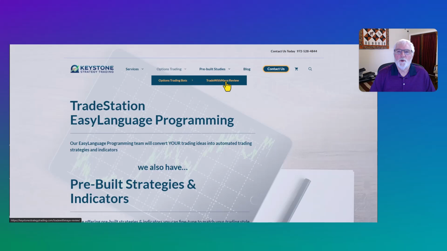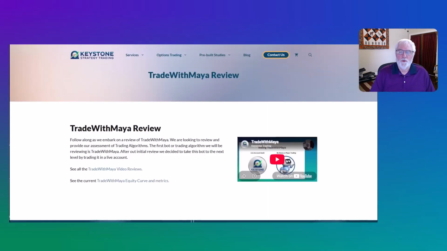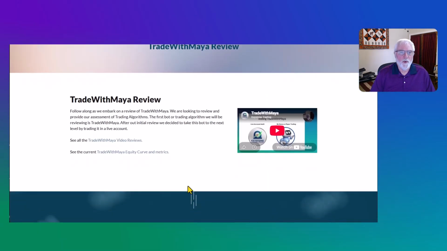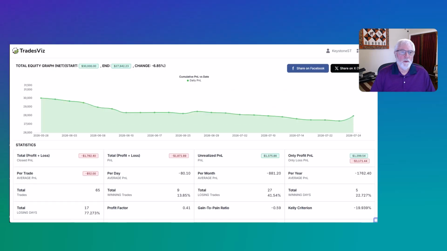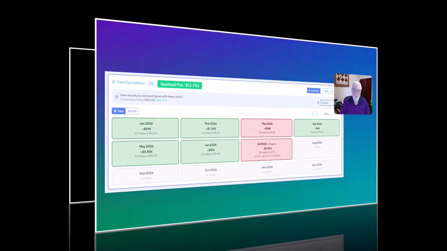But anyway, click on Trade with Maya, and then you'll see here's the page that we've created for Maya. Here's where you can see all the videos, and here is where you can go directly to the equity curve. If you click on that, you get this view of the equity curve and some additional metrics. I just want to make that available to you and show you how to get there. So now we're going to switch over and dive into this week's review of what we've discovered. Let me switch the screen over for you.